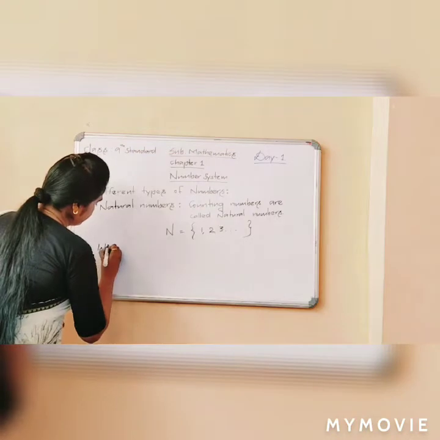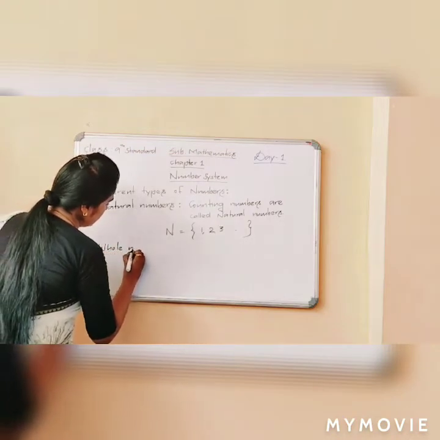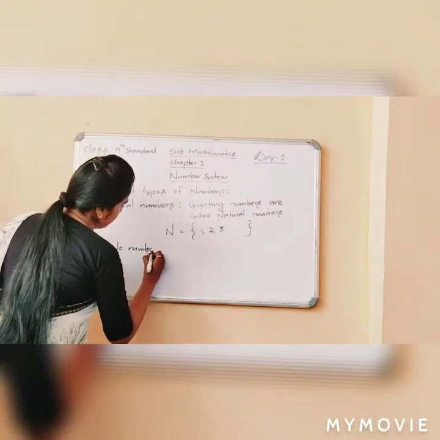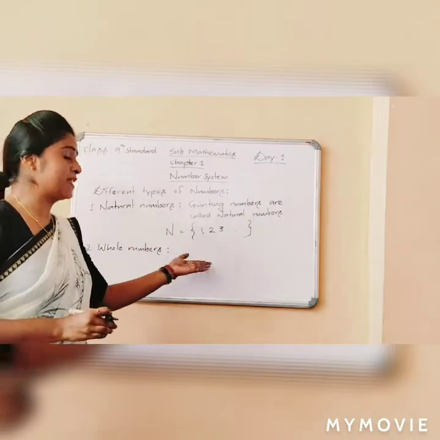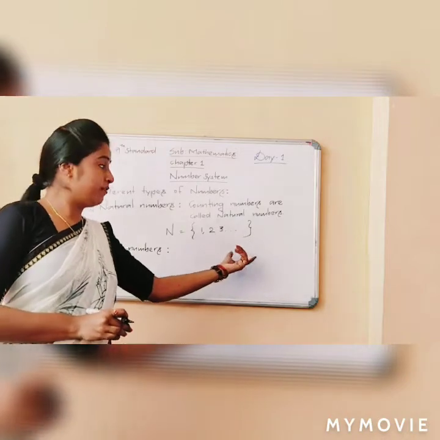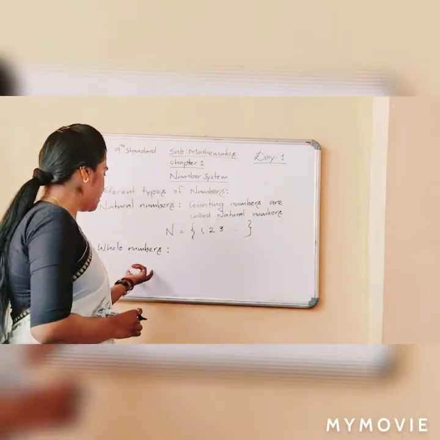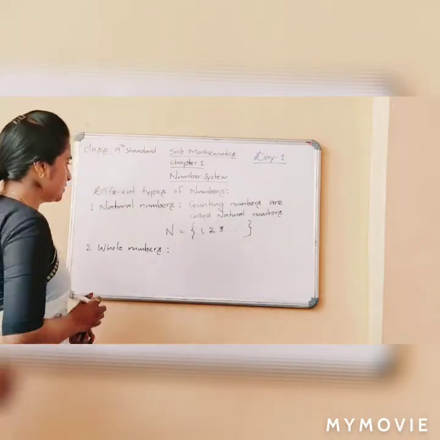And the next one, whole numbers. So I can say all the natural numbers including 0, with 0 together, are said to be whole numbers.